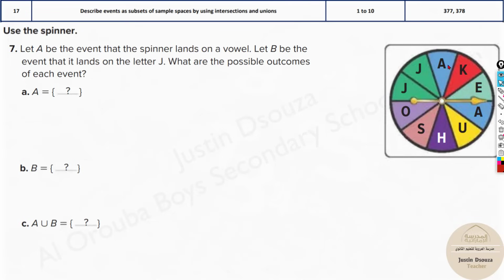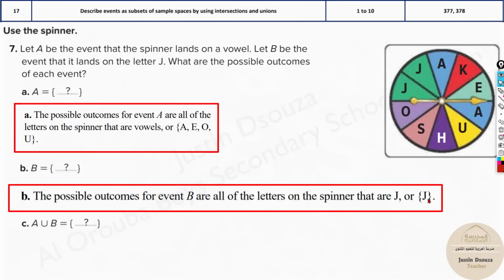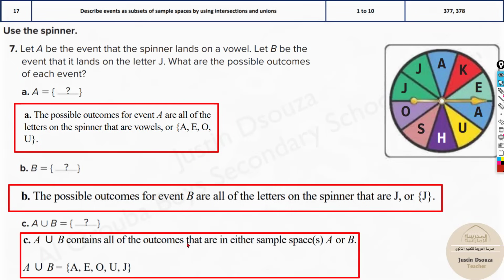So here vowels are A, E, I, but A is repeated twice, so no need of writing A again: A, E, U, O. Those are the vowels. And over here we have only J. Now we have to find the union, so we need to write them all up together: A, E, O, U, J.